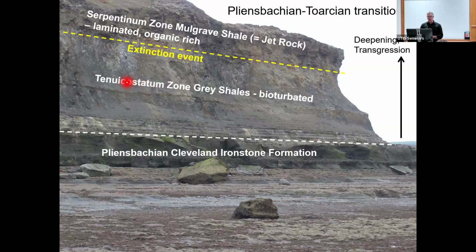It's the lowest ammonite biozone, the tenuicostatum zone. And then this passes up into the Mulgrave Shale Member of the Whitby Mudstone Formation. And it's really obvious in the cliff here that this is a different sort of unit, a different sort of sediment, because this is now laminated and we have lost the bioturbation. And this is coincident with something that I'll talk about in a minute, which is a really important extinction event. This is also overall transgressive throughout the whole of the lower part of the Whitby Mudstone Formation in the Cleveland Basin.